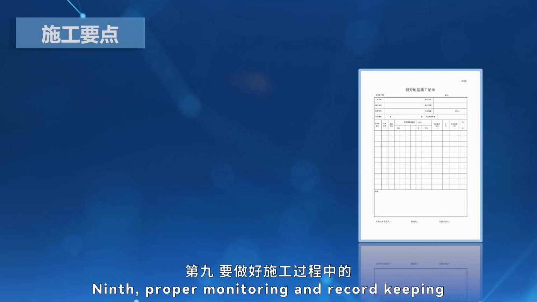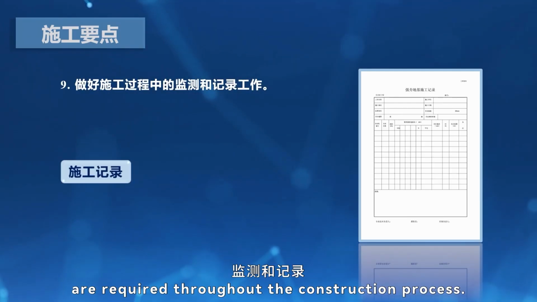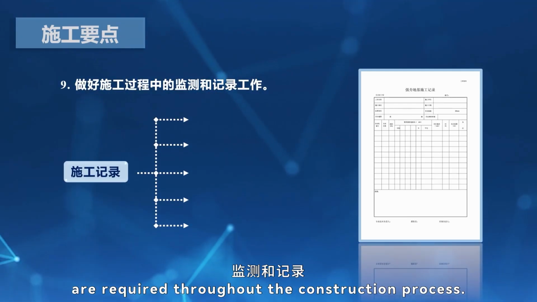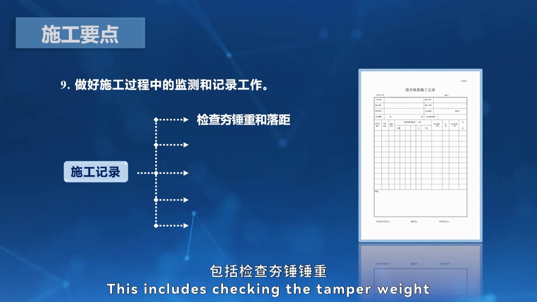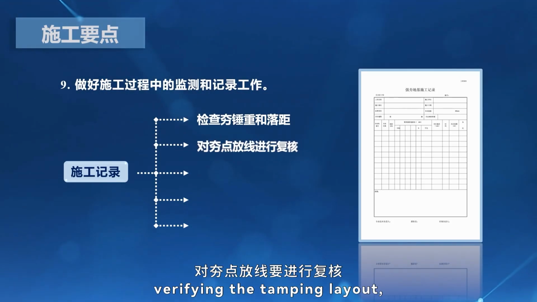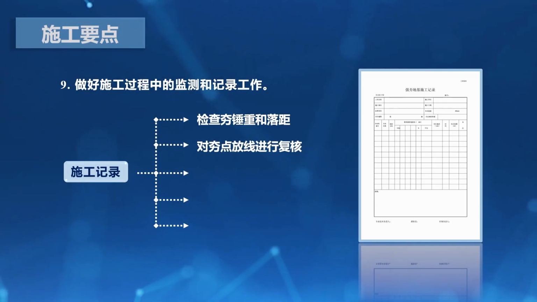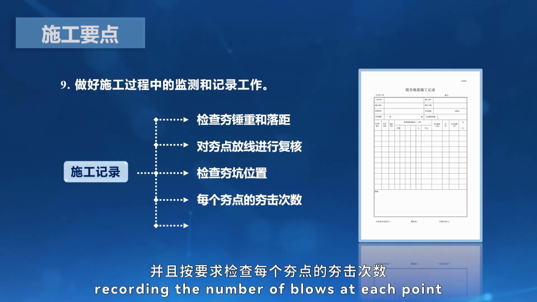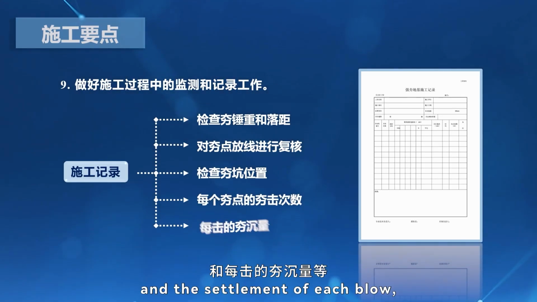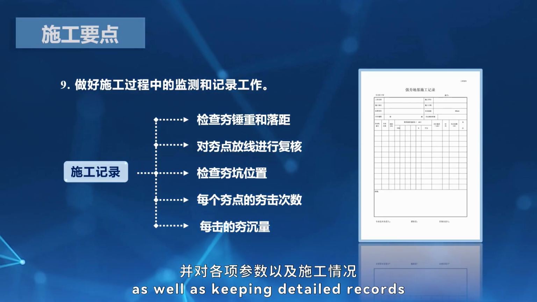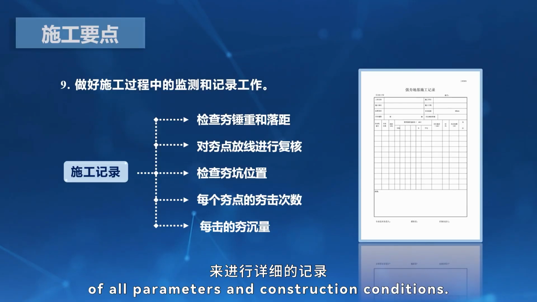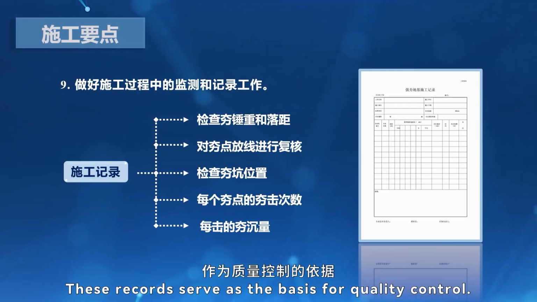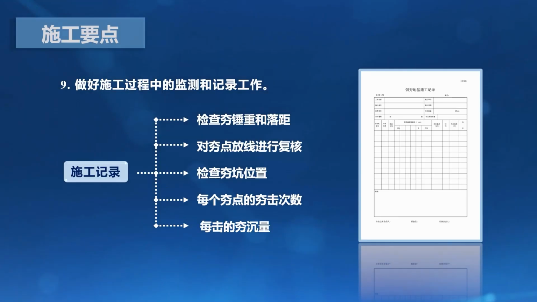9th, proper monitoring and record keeping are required throughout the construction process. This includes checking the tamper weight and the drop height, verifying the tamping layout, checking the locations of tamping pits, recording the number of blows at each point, and the settlement of each blow, as well as keeping detailed records of all parameters and the construction conditions. These records serve as the basis for quality control.